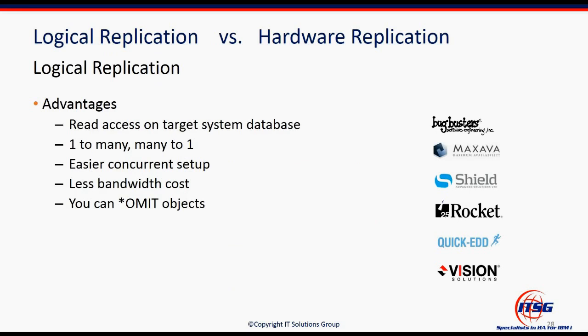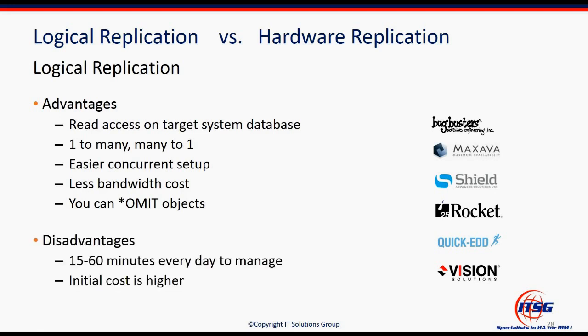So when comparing logical versus hardware replication, some of the advantages: I can have read access on my target database, which is relatively simple. I can run queries. I can send one to many or many to one, up to 254. It has an easier concurrent setup. I basically start journaling on a database, save that database and restore it to my target system, and I can have replication going on a database relatively quickly. It does require less bandwidth to do logical replication, and I could do omits as well. Omits I'll show a little bit more in a few screens coming up.